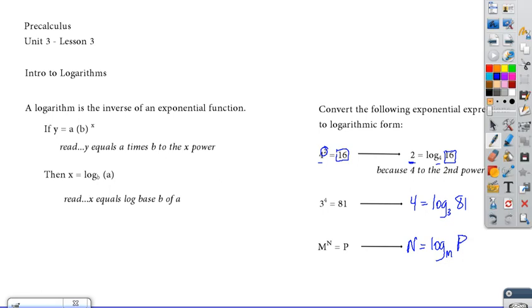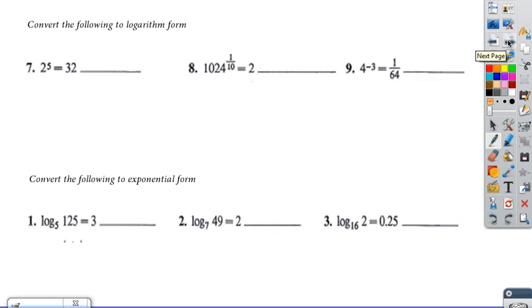Let's take a look at some more examples. So 2 to the 5th equals 32. Convert that to logarithm form. So that would say 5 equals log, the base is 2, of 32. 1/10 is now the answer. That's going to equal log base 1024 of 2. Negative 3 is the answer. That's going to equal log base 4 of 1/64.